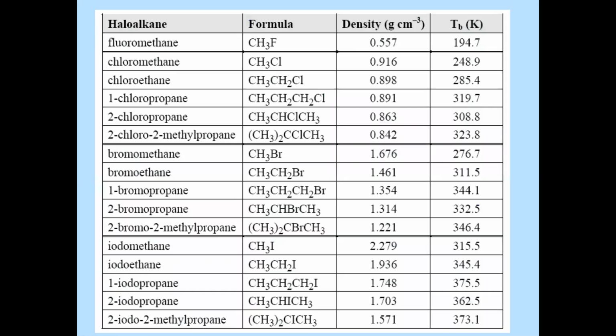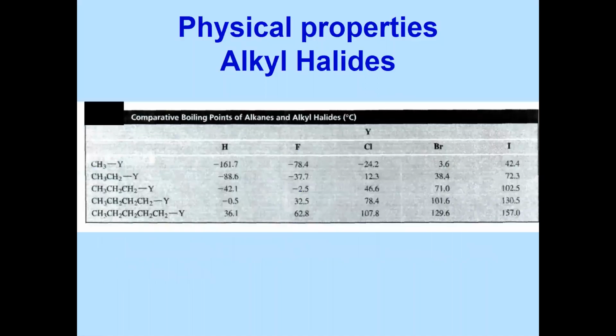You can see some characteristics of physical properties of alkyl halides: density and temperature of boiling in Kelvin. You can see boiling points of alkanes and alkyl halides in Celsius.